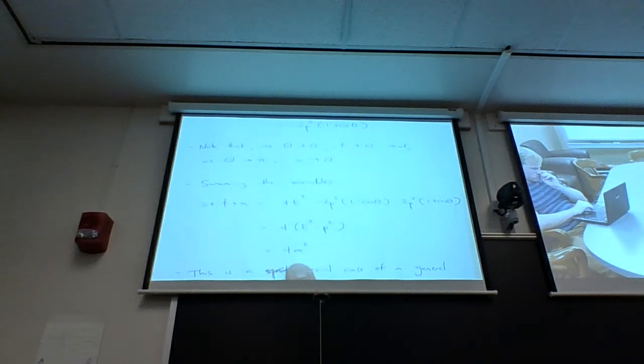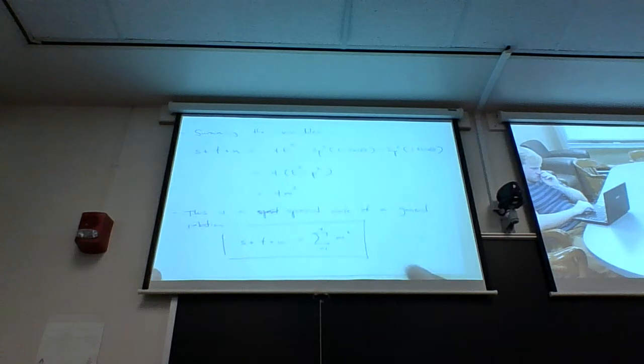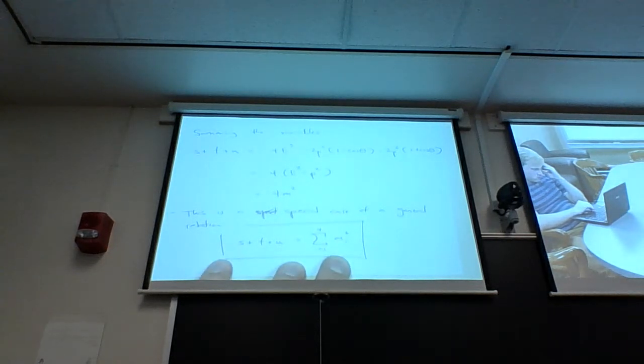Now, where does this 4 come from? It's the number of external particles. Because you can show, in general, for a 2 to 2 process, if you sum s, t and u, you get the sum of the external masses squared.